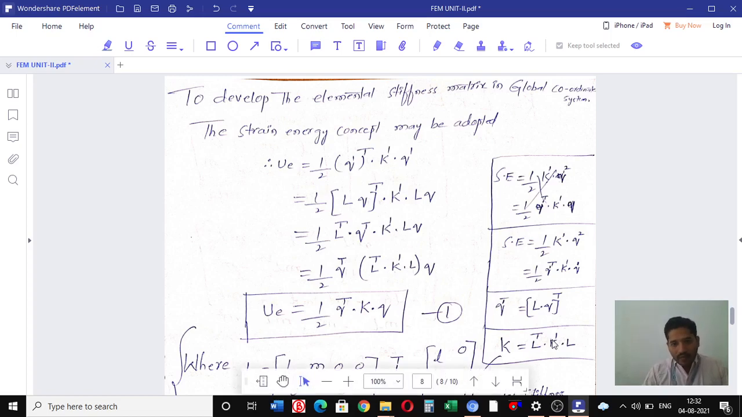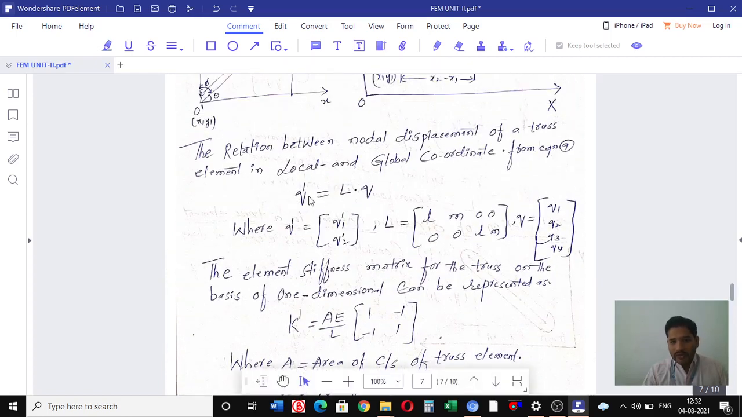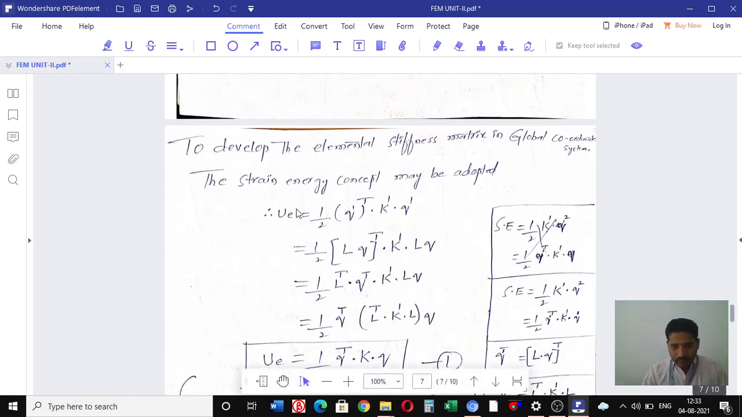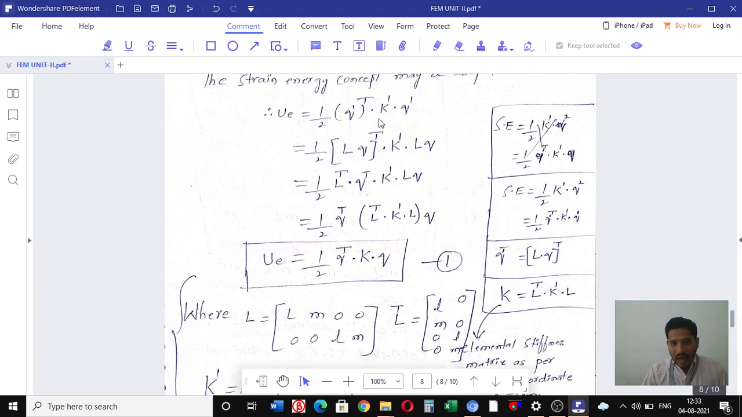So actually we have the formula Q dash equals L into Q. If transpose is there, you need to keep the transpose as it is. Clear? Q dash is nothing but L into Q. Upon transpose, you need to represent as transpose, and K dash into Q dash is the same, Q dash is L into Q. So 1 by 2 as it is, Q into L transpose, K dash into L into Q.